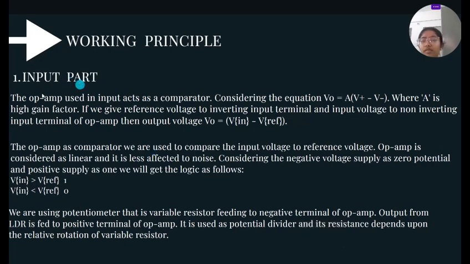So the working principle, first is the input part. The operational amplifier is used as a comparator. It compares the voltage from the LDR connected to the non-inverting terminal with a reference voltage from a potentiometer connected to the inverting terminal, as shown in the circuit. If the LDR voltage is greater than the reference voltage, then the output is high, and if the LDR voltage is lower than the reference voltage, then the output is low. This change in output is used to trigger the next part of the circuit.